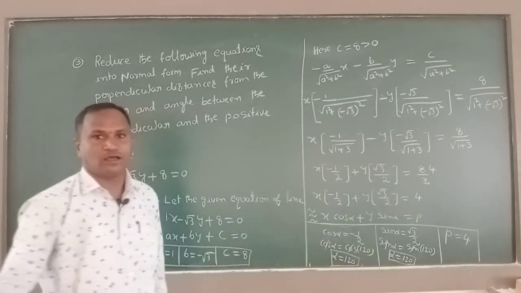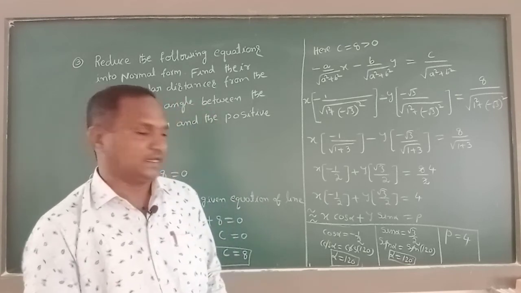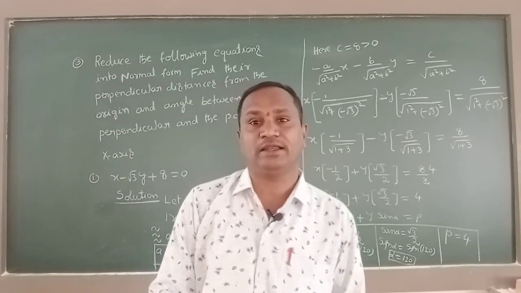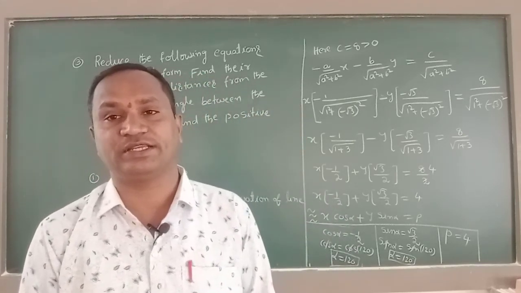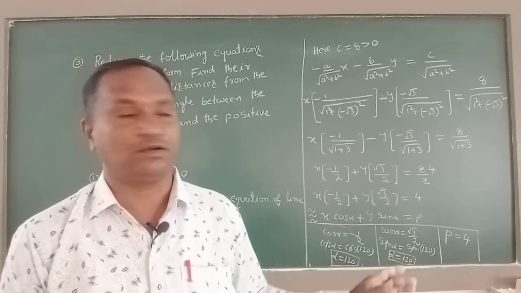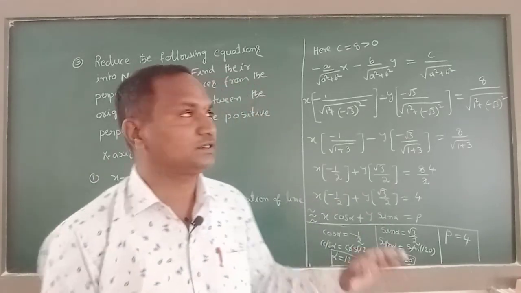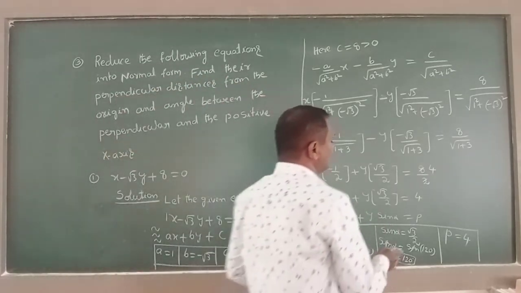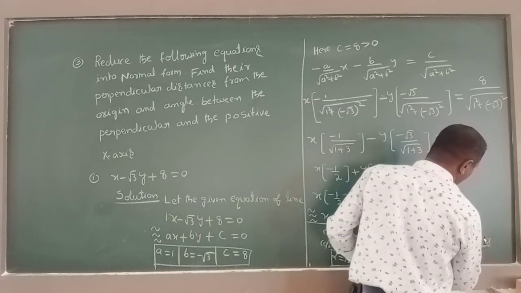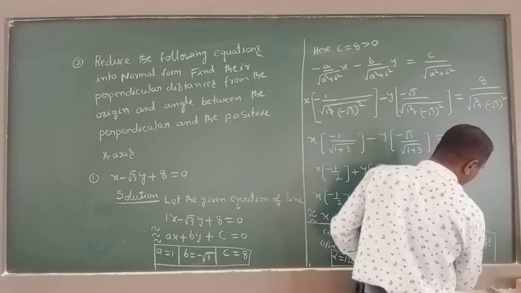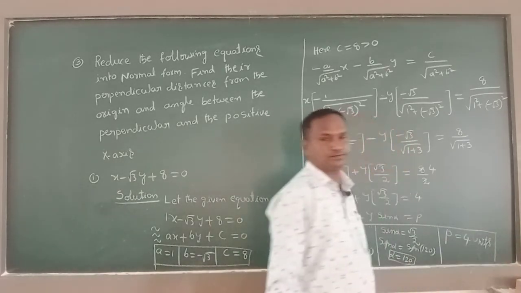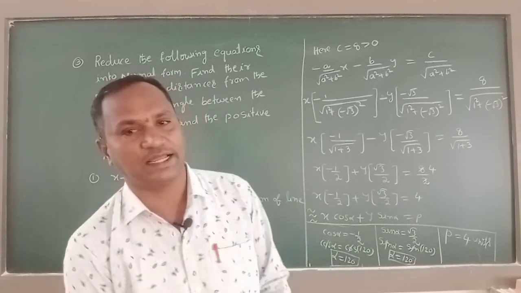It's the normal form of equation of a straight line. Alpha is 120. The angle between the perpendicular line and the x-axis is 120 degree. At the same time, the length of the perpendicular is 4 units. Like that, we gave the answer. Otherwise, we can write 4 units also, no problem here. Like that, we gave the solution.